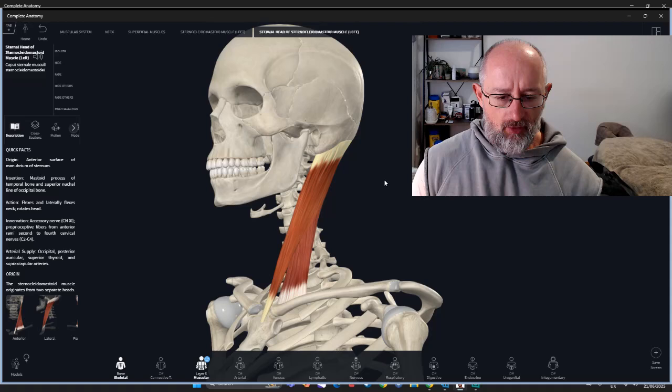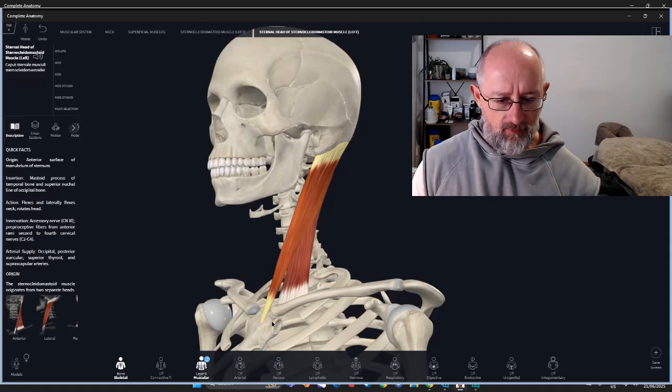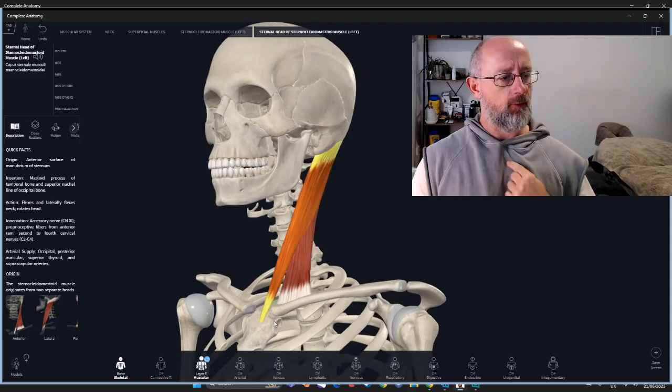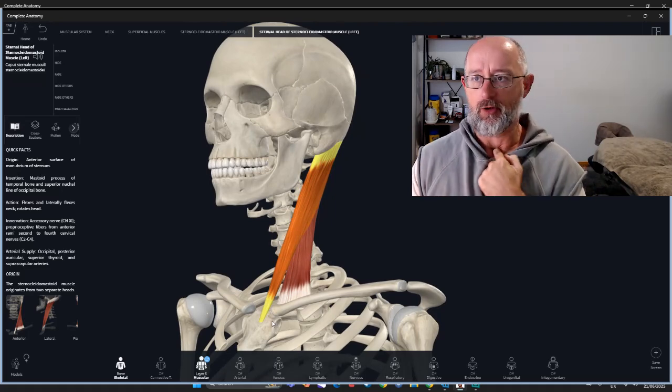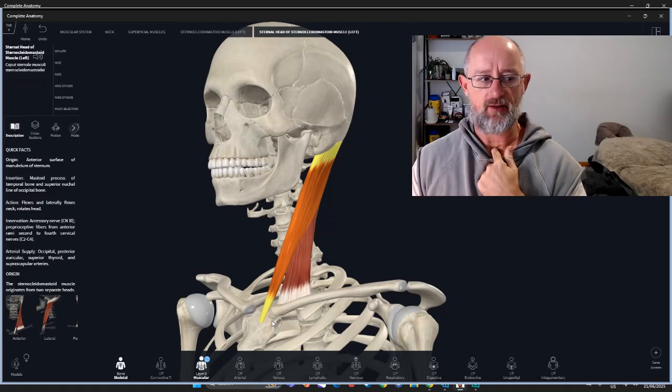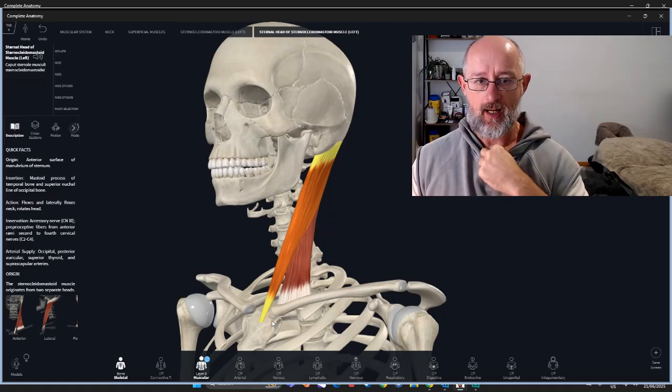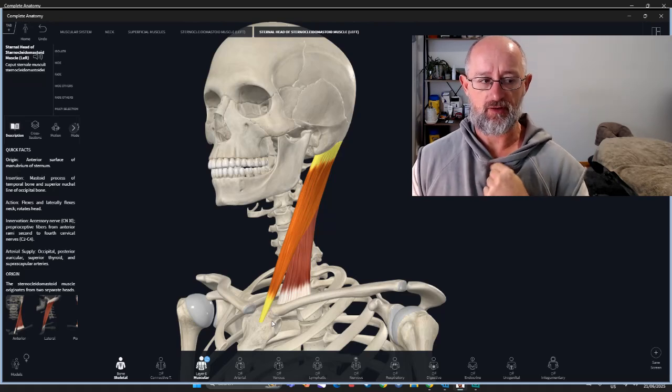Distally it attaches onto the sternum, so it's going to go onto this front bone here, your sternum. So if you find your collarbone, where the two meet there, and just below that, that's the sternum, so it's going to attach right onto there.